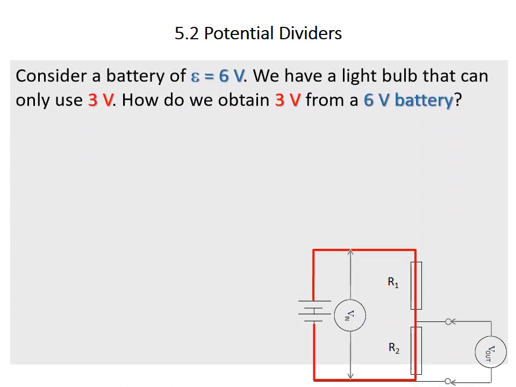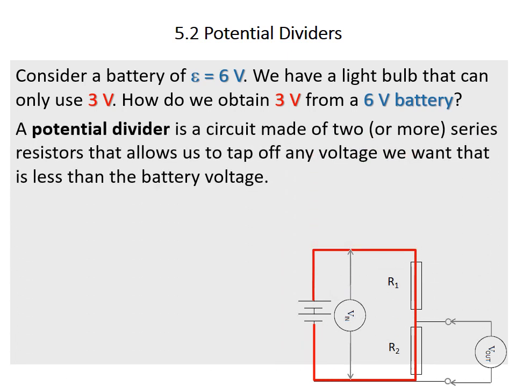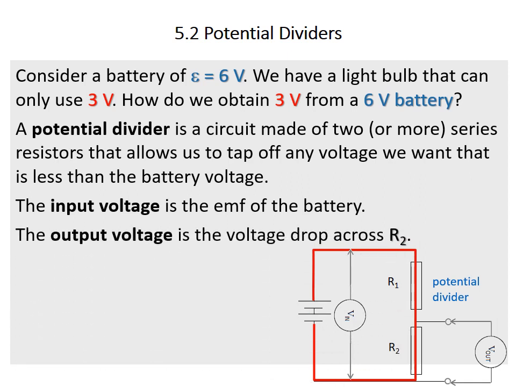So let's say we have a battery that puts out 6 volts, but we have a light bulb or any type of component that can only use 3 volts. How do we get just 3 volts from a 6-volt battery? Well, the best way to do that is to assemble a potential divider, which is a circuit made of 2 or more series resistors that allows us to tap off any voltage that we want that is less than the battery voltage. So the input voltage is the EMF of the cell. The output voltage is the voltage dropped across the second resistor.